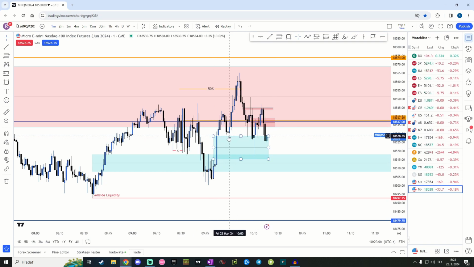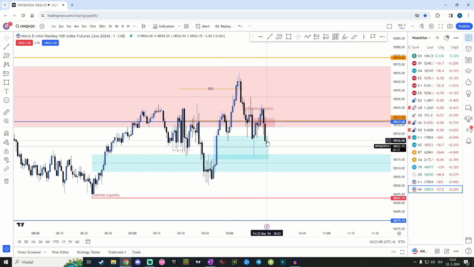So it digs deep again to the 5-minute fair value gap. It's coming back down here several times. This is the fourth time. Once here, second time here, third time here, and again here. Traded again to the midpoint.